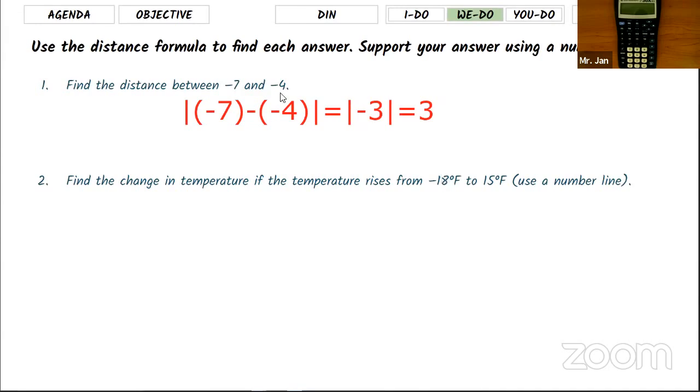Okay, I'm going to give you a couple more seconds. Until then, let me create my equation so you can see it clearly. So I have an absolute value parentheses. The first number is -18, and I need to subtract from -18 my second number, which is +15. What do you think? -18 minus 15.